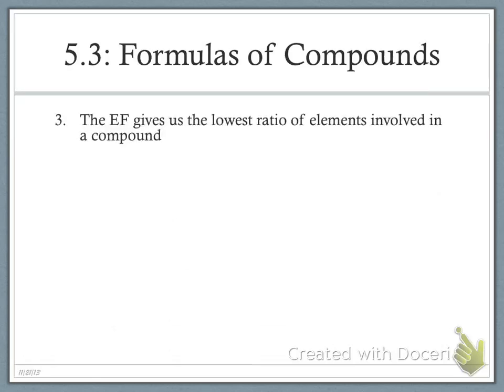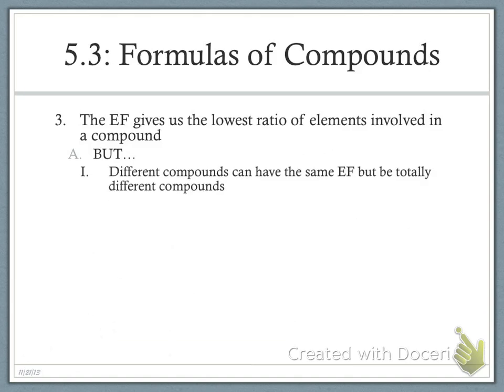Now, the empirical formula gives us the lowest ratio of elements involved in a compound, but we can have differing compounds that actually have the same exact empirical formula. This causes an issue, and I'm going to give you an example of why. So let's look at these two things, CH2O and C6H12O6. If you reduce these two things, you can't reduce the one on the left. It's in its lowest possible form, 1, 2, 1.